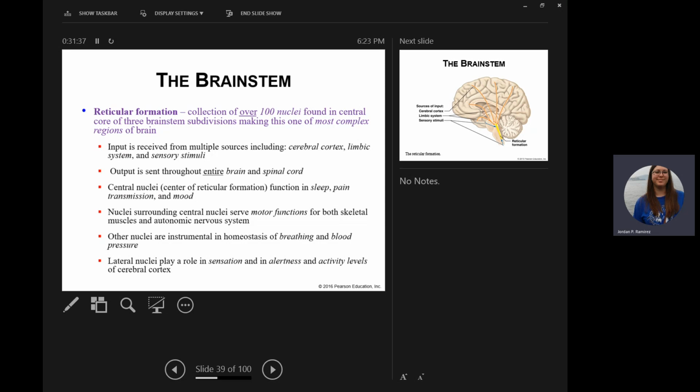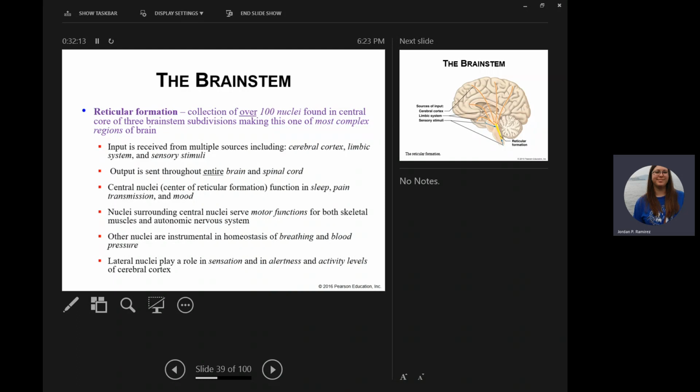All right, so input is received from multiple sources, including the cerebral cortex, limbic system, and sensory stimuli, and the output is sent through the entire brain and the spinal cord. The central nuclei, the center of the reticular formation, function in sleep, pain transmission, and mood. Nuclei surrounding the central nuclei serve motor functions for both skeletal muscles and the autonomic nervous system. Other nuclei are instrumental in homeostasis of breathing and blood pressure, and lateral nuclei play a role in sensation and alertness and in activity levels of the cerebral cortex.